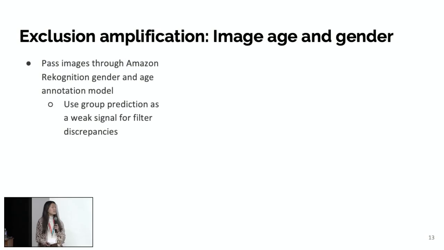So for exclusion amplification, we first look at images. We pass the images through Amazon Rekognition's gender and age model in order to obtain these sorts of group predictions of age and gender. Although Rekognition has been shown to have its own biases and inaccuracies, we initially use these annotations as a weak signal for filter discrepancies, and we also validate with other techniques in our paper.